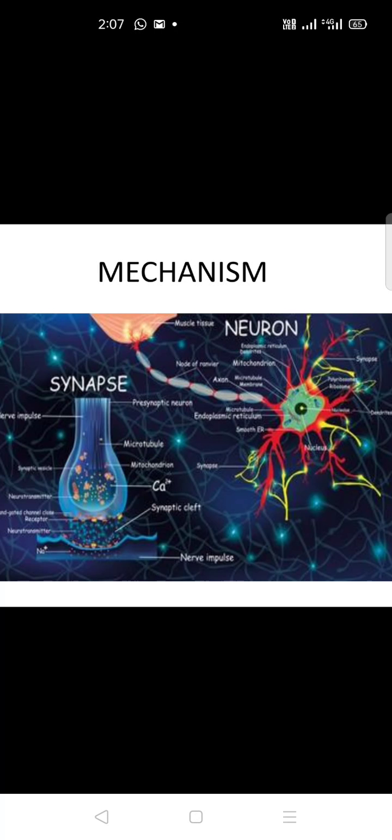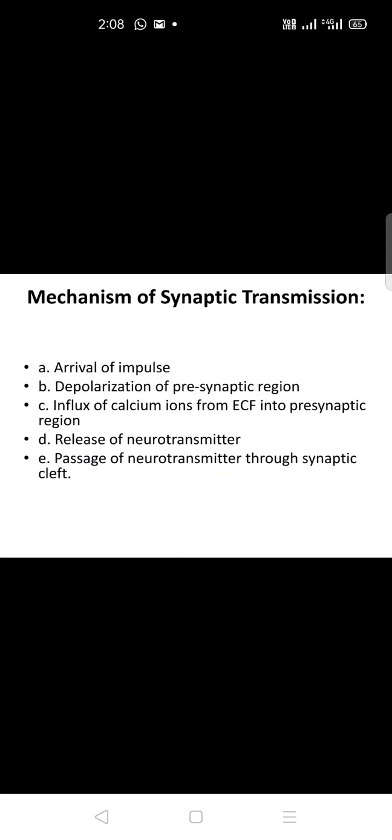So after hyperpolarization, the potassium has to come out. If the potassium is coming out, we call it repolarization. Before that, when the sodium is entering, we call it depolarization. After that, there is an isoelectric potential, that is, the positive and the negative charges will be neutral, followed by hyperpolarization, followed by repolarization. So this is the mechanism of the synapse.